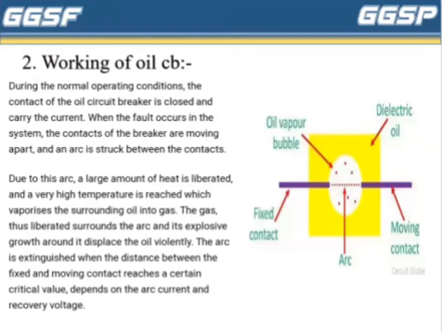between the contacts. Due to this arc, a large amount of heat is liberated and a very high temperature is reached, which vaporizes the surrounding oil into gas. The gas thus liberated surrounds the arc, and its explosive growth around it displaces the oil violently. The arc is extinguished when the distance between the fixed and moving contact reaches a certain critical value, which depends on the arc current and the recovery voltage.